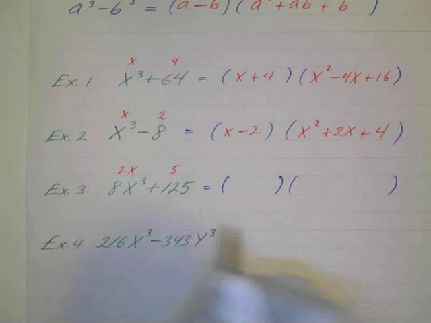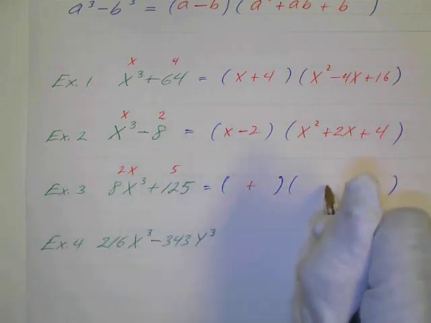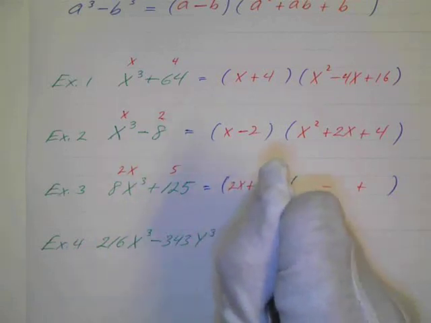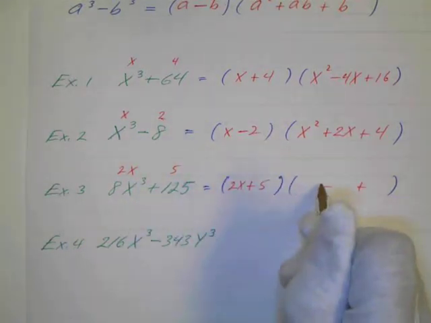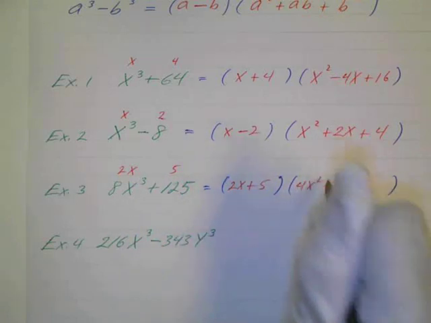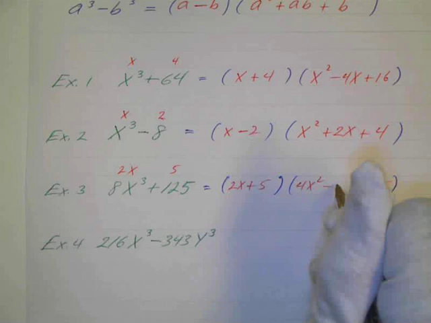So I use SOAP for my signs: same, opposite, always positive. And then I just put 2x here, 5, and then 2x squared. So that's going to be 4x squared, square that, 25, and then just the product. That's just going to be 10x in the middle.